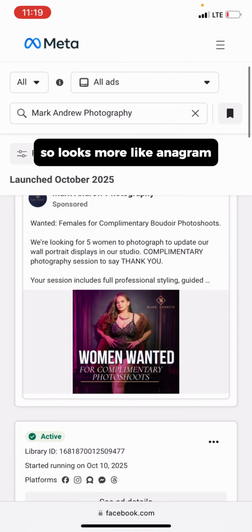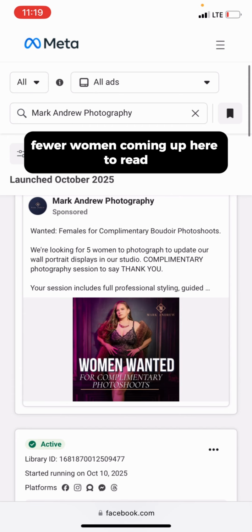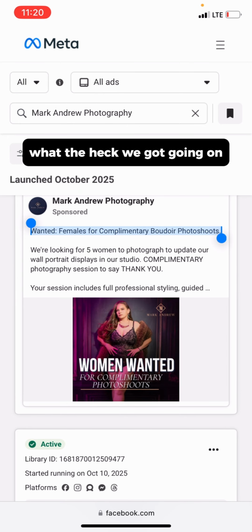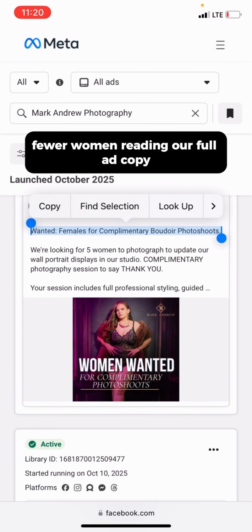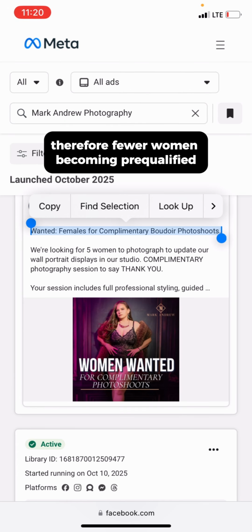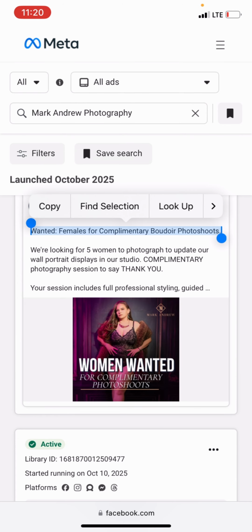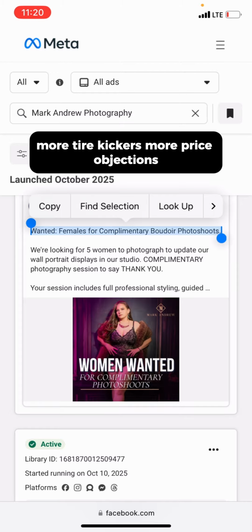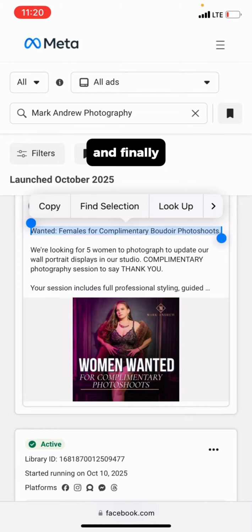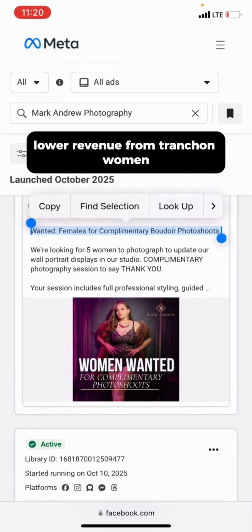So it looks more like an ad. We're gonna have more women scrolling by, fewer women coming up here to read what the heck we got going on. Fewer women reading our full ad copy, therefore fewer women becoming pre-qualified. As a result, we're having fewer qualified leads, fewer qualified appointments, which results in more ghosting, more price hunters, more tire kickers, more price objections, and finally, fewer sales, fewer results, fewer conversions, lower ROAS, lower revenue from Tranche 1 women.